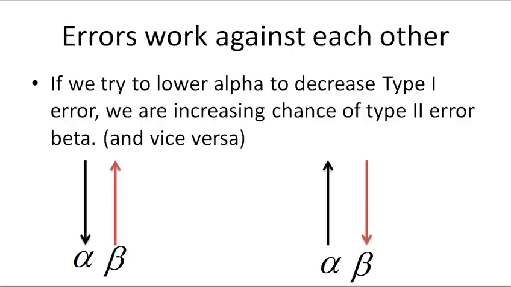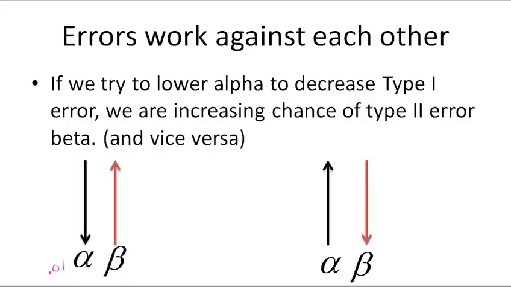Now, the important thing, I skipped a slide. Errors always work against each other. So if we try to lower alpha to decrease type 1 error, we are at the same time increasing our chance of type 2 error, or vice versa. So I kind of drew these little arrows to make sense of this. If we try to lower our alpha to say 0.01 to try to decrease type 1 error, then beta automatically goes up. Now don't worry about what it goes up to. It doesn't go skyrocketing up to like 70% or anything like that. It's still low in and of itself, but it does increase a little bit. So when you try to lower type 1 error, then your chance of type 2 error goes up.